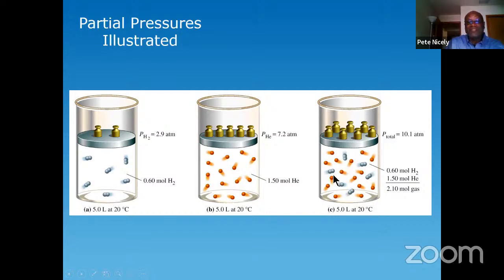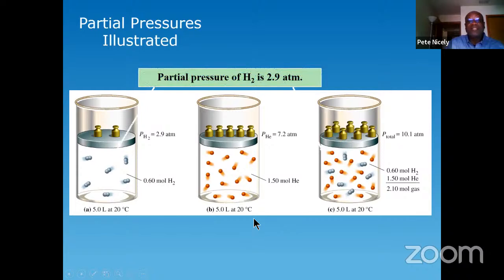And then the third container represents what happens when you mix these two gases together under the same conditions of temperature and volume. What you'll notice is that the pressures are additive, as predicted by Dalton's law. So the 2.9 atmospheres plus the 7.2 atmospheres for the helium gives you the total pressure of 10.1 atmospheres. And of course, the moles are additive as well: 0.60 moles of hydrogen plus 1.50 moles of helium gives you a total of 2.10 moles of the mixture of gases. So that's basically how Dalton's law works.